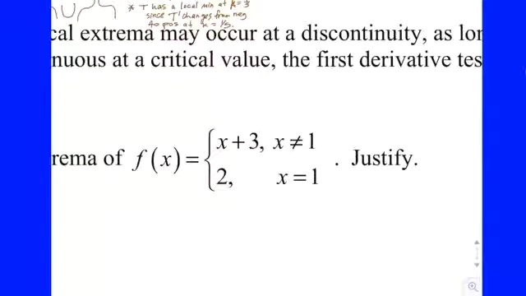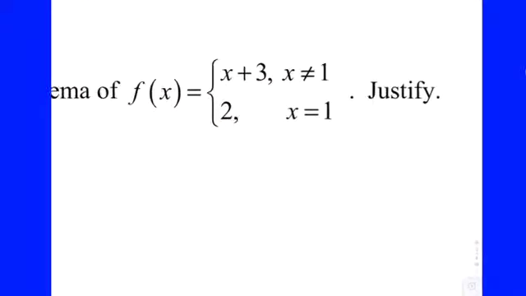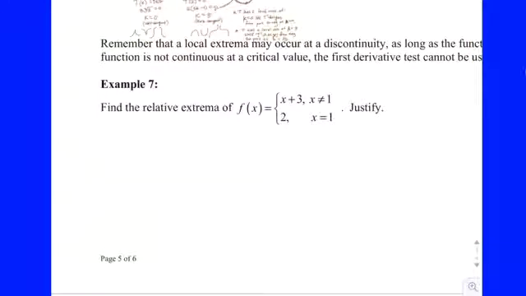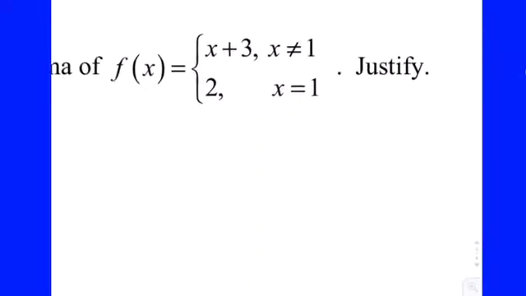So let's take a look at something like this. This is, of course, our favorite type of function, a piecewise function. It's a relatively easy one. It says find the relative extrema of this. What would you suggest doing if we were trying to find the local max or mins of a piecewise function? What have we pretty much done in the past? Graph it. Yeah, let's graph it.